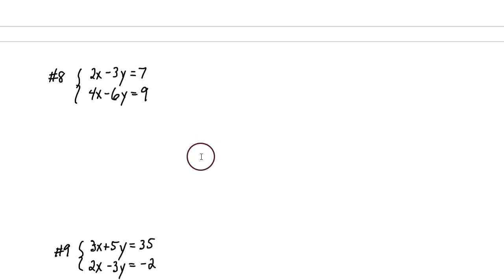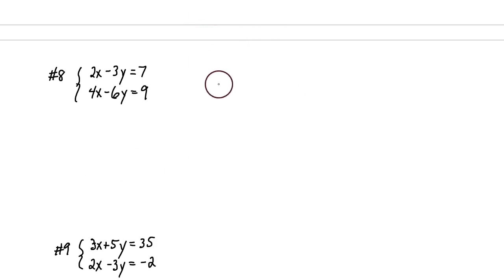Now number 8. Okay, this time, before we make the matrix equation, let's again examine what's going on here. On the left side, these are multiples of the first equation. 2x times 2 is 4x, and 2 times the -3y is the -6y. But on the right side, 9 is not 2 times 7. So we have another special case. These are parallel lines. And so if we went through the process, we're going to find out that there's no solution anyway.